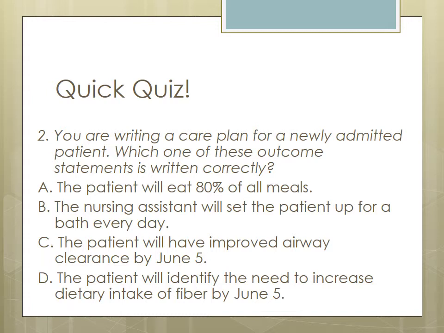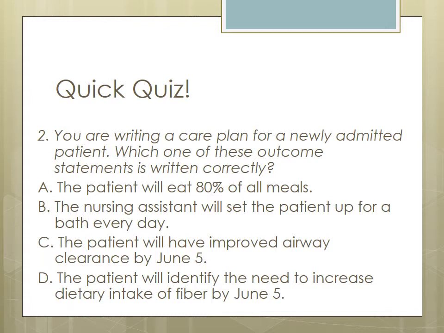And here we have a test question. So you are writing a care plan for a newly admitted patient. Which one of these outcome statements is written correctly? So you got to make sure that you pick something that has a date, a time, well, not necessarily a time, but this one here, the answer to this is D. The patient will identify the need to increase dietary intake of fiber by June 5.